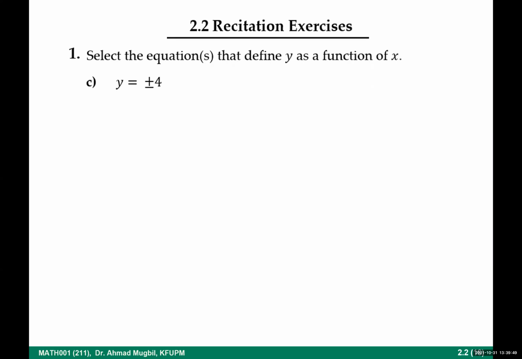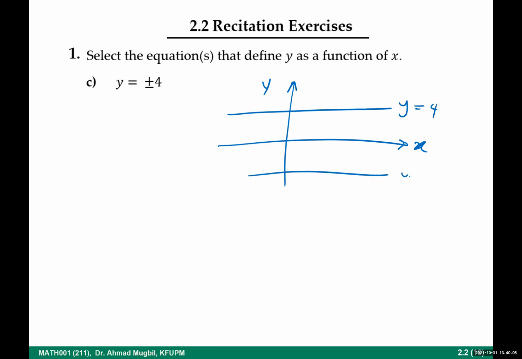Why? It is a constant function. Because it's gonna be two horizontal lines. Aha, excellent. If you sketch the graph, this is the x-axis, the y-axis. If you sketch the graph, you will have the graph. This is y equals to 4. This is y equals to negative 4.